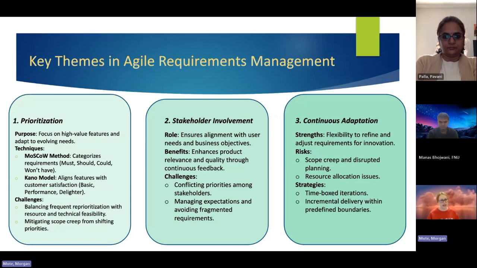And lastly, continuous adaptation is probably the most defining feature of Agile. By design, Agile thrives on adaptability, allowing teams to respond quickly to changes in requirements or market conditions.